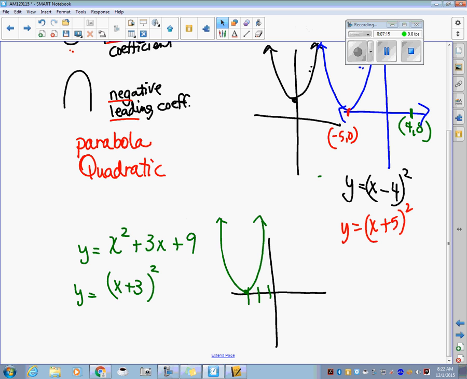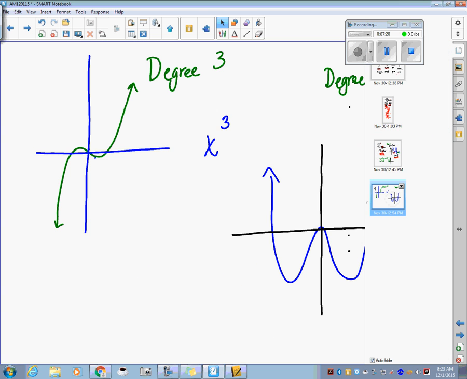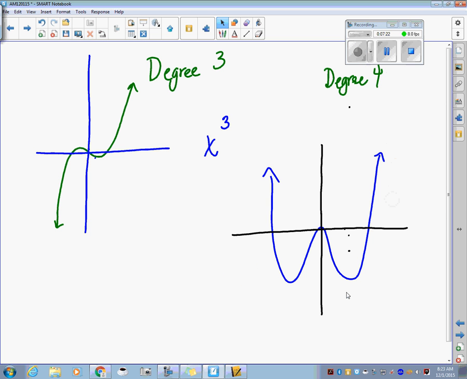2, 3. So degree 3 is going to look like this. So this is what we call the parent graph for this one. It is just y equals x to the third. Okay? Is this even or odd?